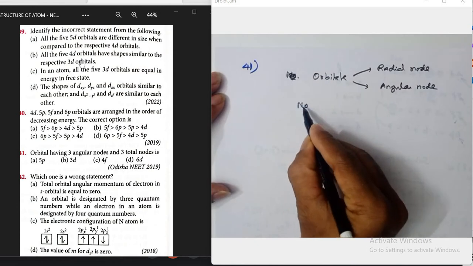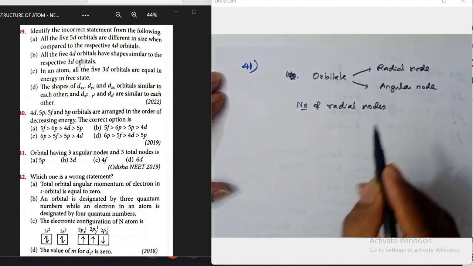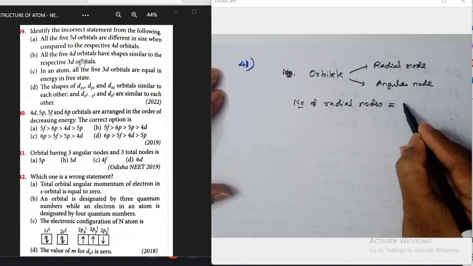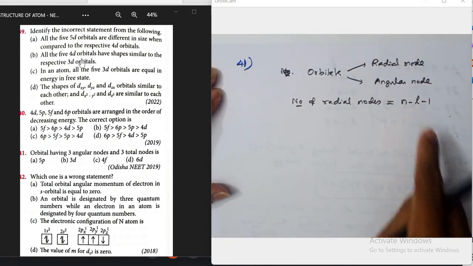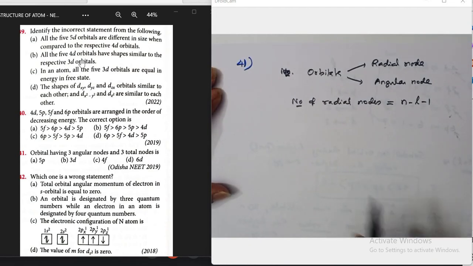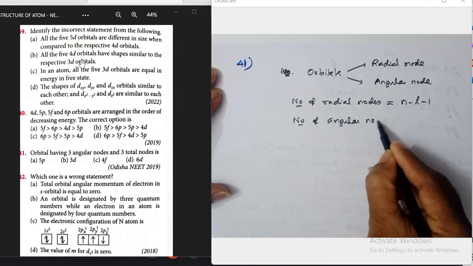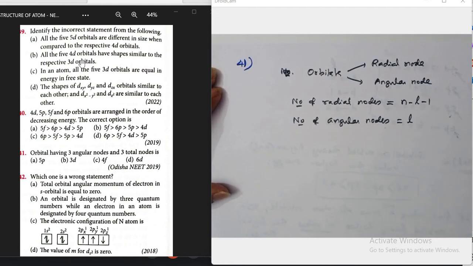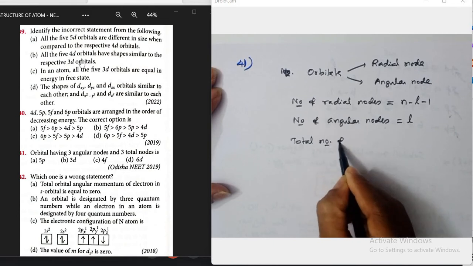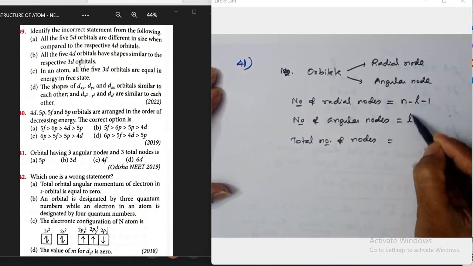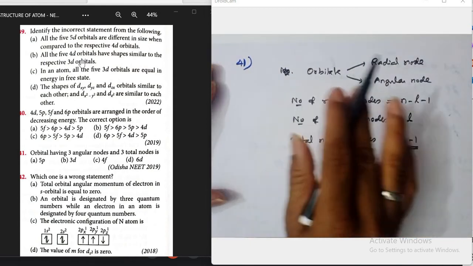How many radial nodes are present in an orbital? The number of radial nodes, this is the formula: n minus L minus 1. n is the principal quantum number, L is the azimuthal quantum number. Then the number of angular nodes is equal to just the value of L. Total number of nodes, you have to add these two. If you add, you will get n minus 1. Remember, this is very, very important.